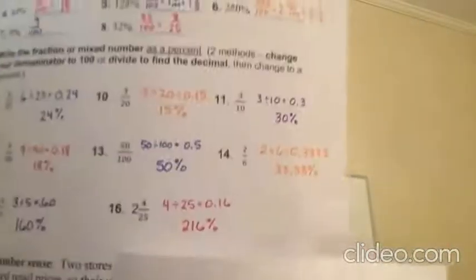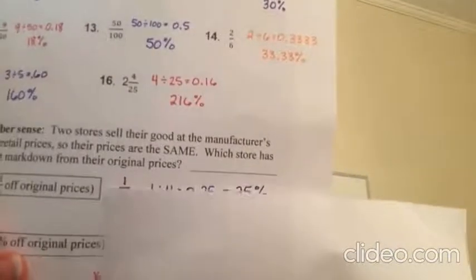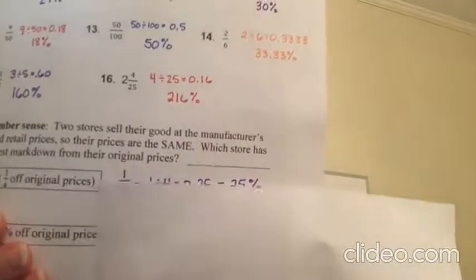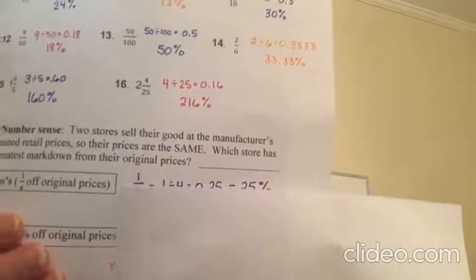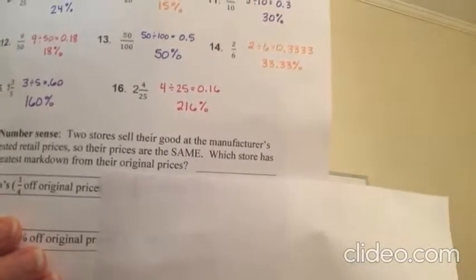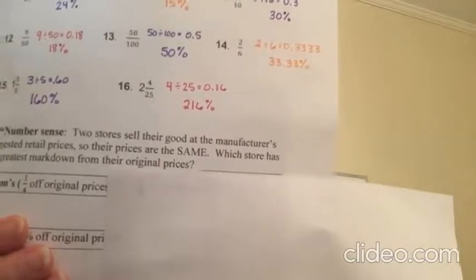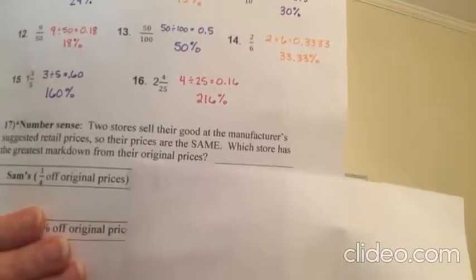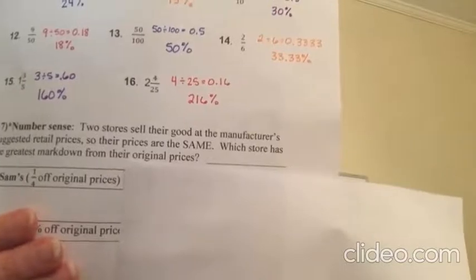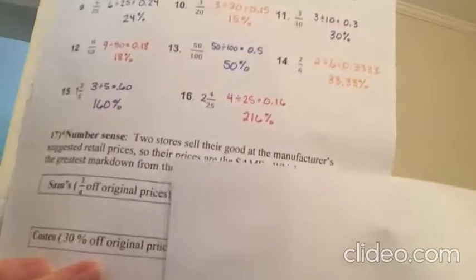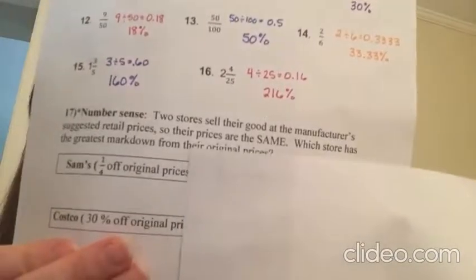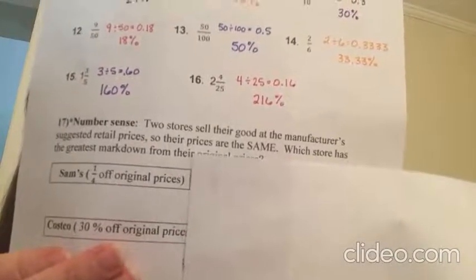And then number 17, number cents. 2 stores sell their goods at the manufacturer's suggested retail price, so their prices are the same. Which store has the greatest markdown from their original pricing? So it says that Sam's has 1/4 off and Costco has 30% off.